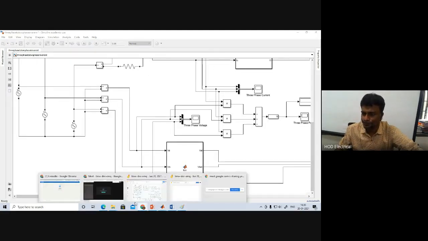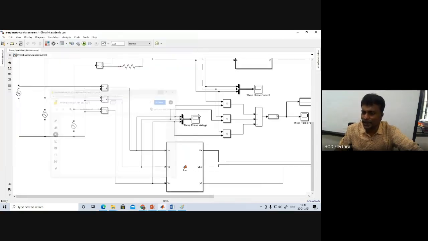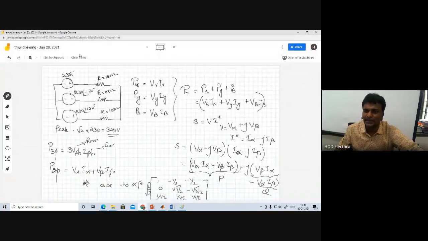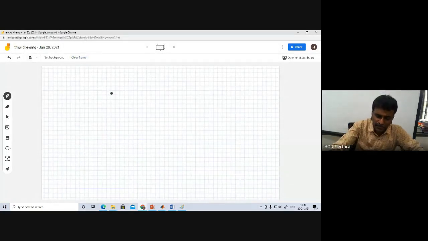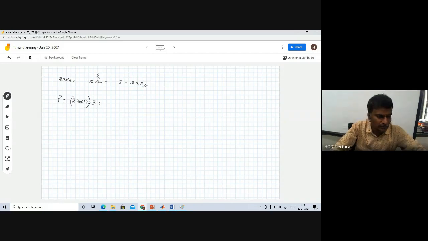So as we know, if we have this equation, if the system is like that, already I told you that here 230 is the RMS value. So as I am using a resistance of 100 ohm, current is nothing but 2.3 ampere per phase. So now we can take the power as nothing but 230 into 2.3 into 3 phase.